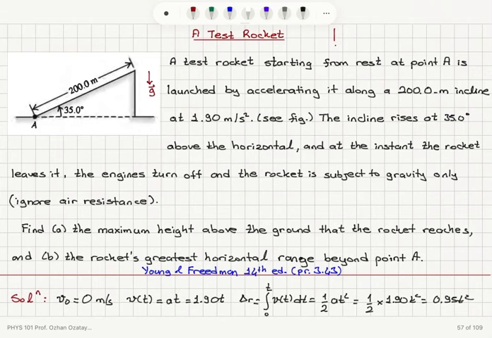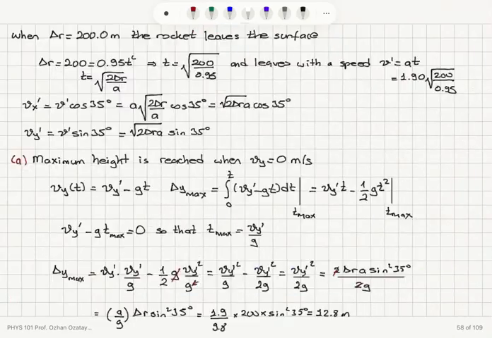For this, first we consider the time it takes to reach the top of this incline. In the interval between 0 and time t, when I'm traveling here, delta r is 1/2 at squared, which is 0.95 t squared, and delta r is 200 meters, so the rocket leaves the surface at this point. What is this time? t equals the square root of 2 delta r over a, or 200 equals 0.95 t squared. So at this point it leaves with a speed at, which is 1.9 times the square root of 200 over 0.95.